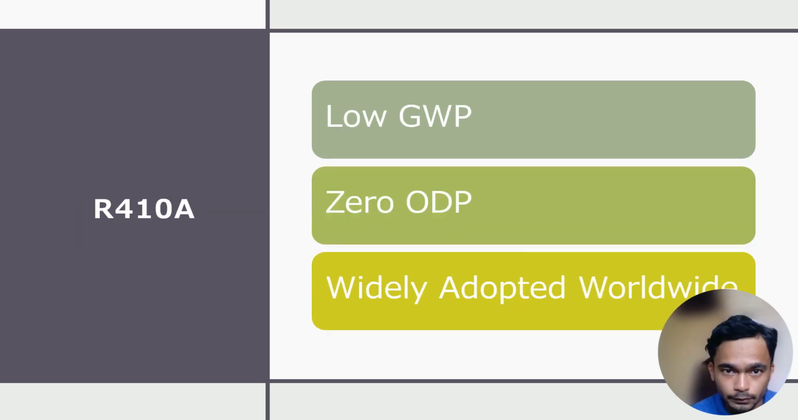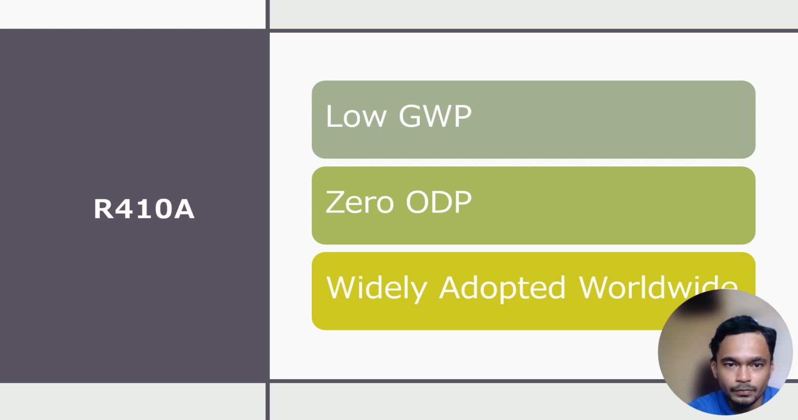Okay, the next refrigerant is R410A, also known for its low GWP value, meaning that it is less likely to impact global warming. The refrigerant also has zero ODP, which is good because it won't affect the depletion of the ozone layer. And the most important feature of this refrigerant is that it is widely adopted worldwide.